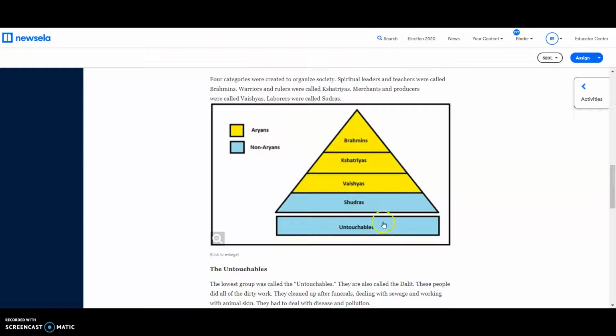So the untouchables are the lowest, they're viewed as the lowest form of society. No one wants to interact with them because no one wants to come in contact with them.